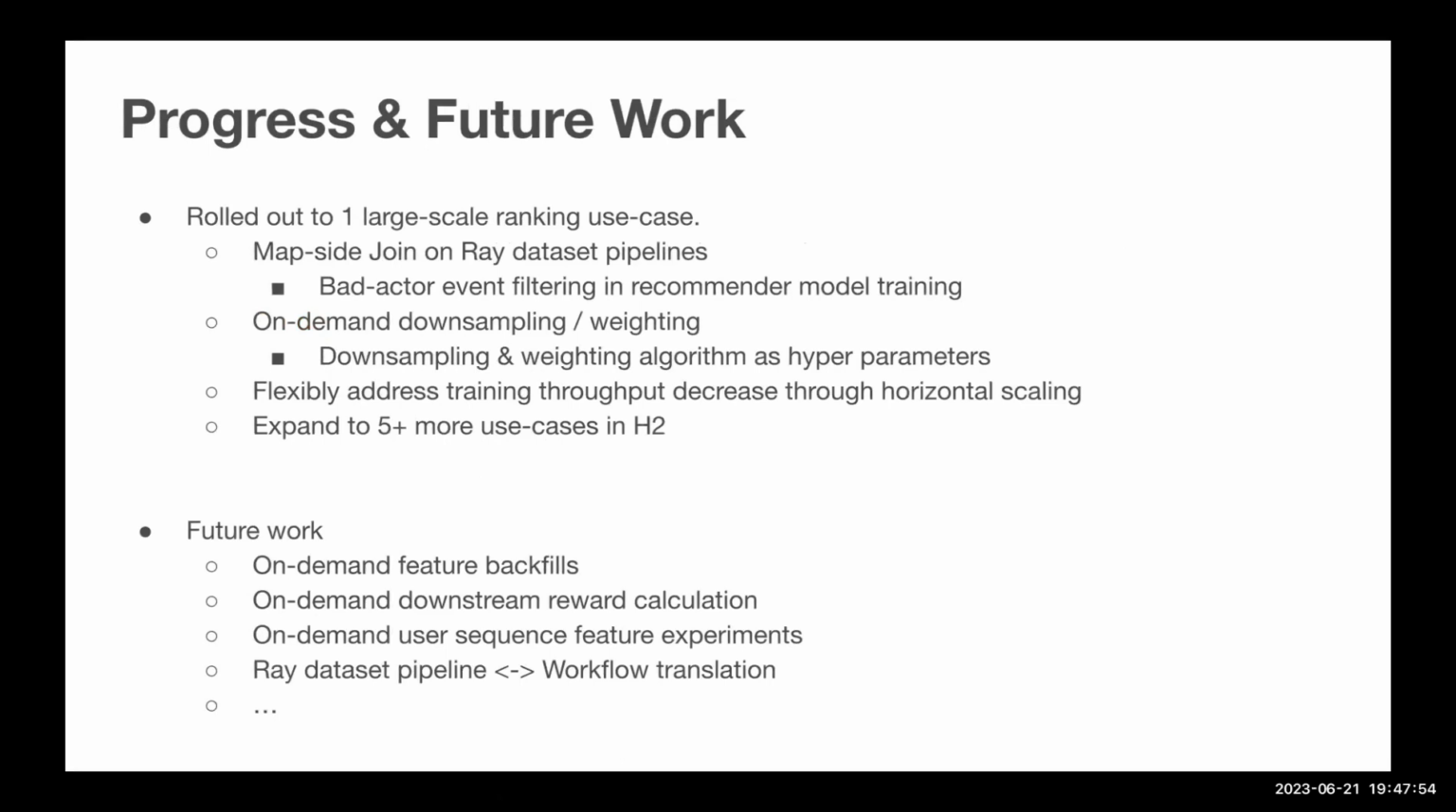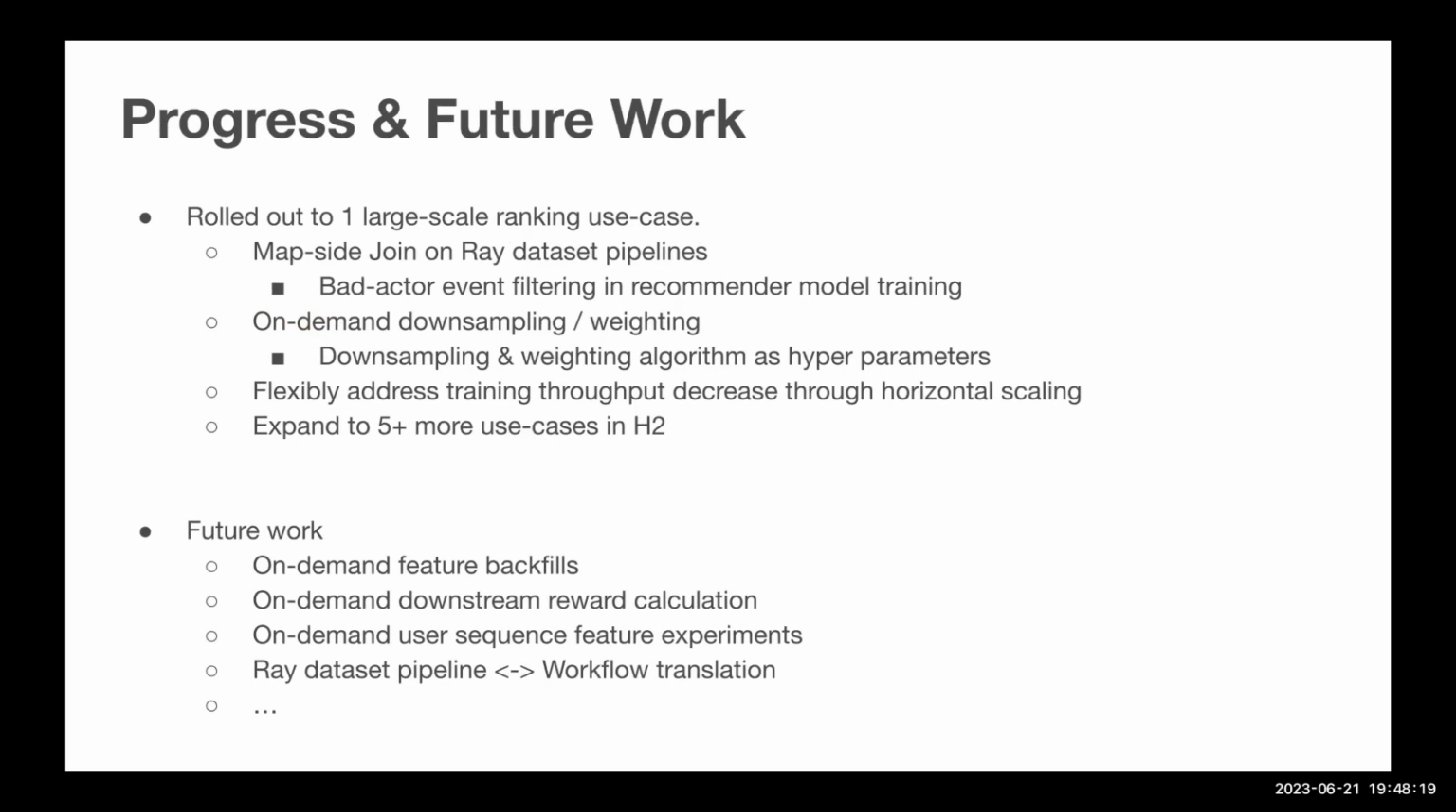So, our progress with adopting Ray and some future work: we rolled it out to one large-scale ranking use case. This use case is doing a couple things, leveraging Ray dataset pipelines, right? We're performing map-side join, but this isn't for feature backfilling just yet. We're going to be working on it later. But this is for filtering out events that were generated from bad actors on our applications. We don't want the models to learn bad behaviors from them.